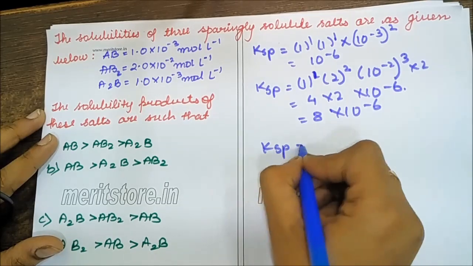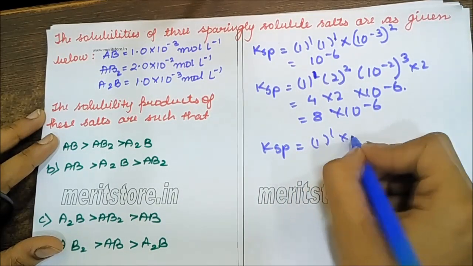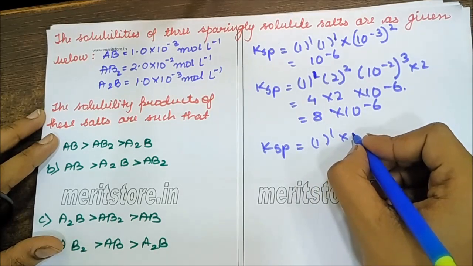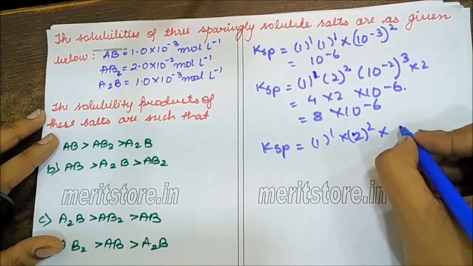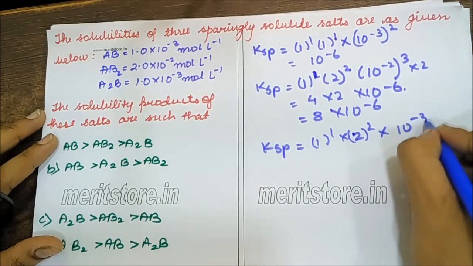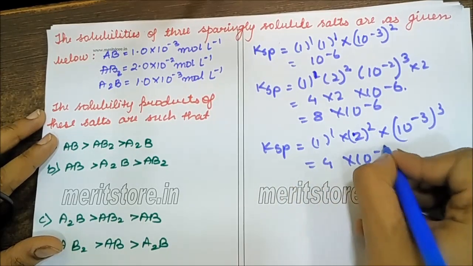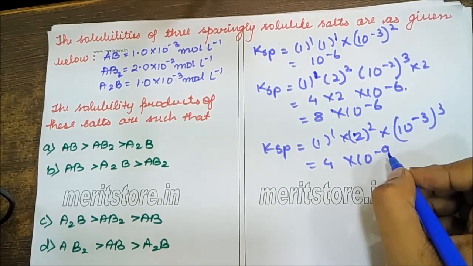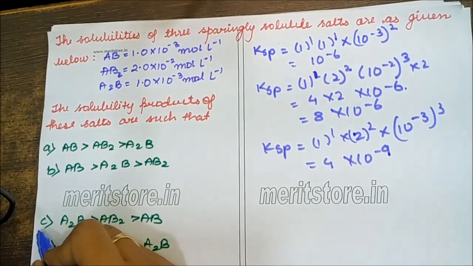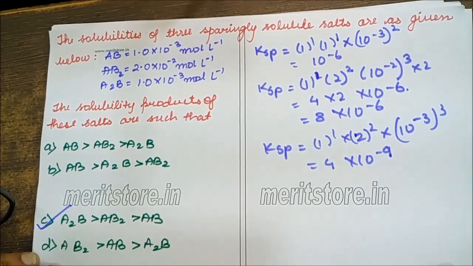And for the third compound, the solubility product would be given by 1 raised to 1 into 2 raised to 2 into 2 plus 1. So 10 raised to minus 3 raised to 3. So this is 4 into 10 raised to minus 9. So the least value is of the third salt, that is A2B. Then it's of the second salt and then first. So my correct answer is C.